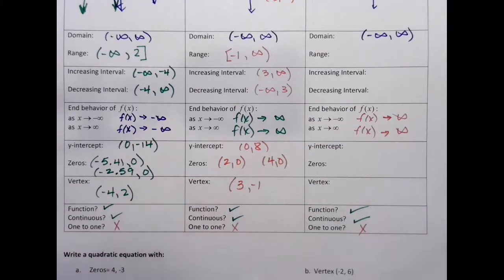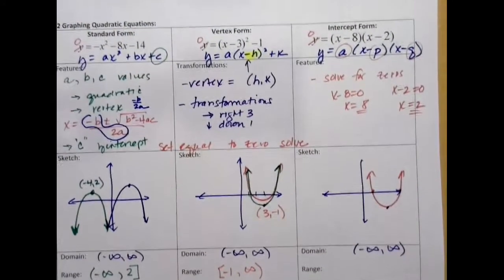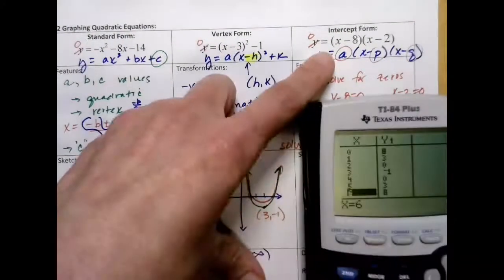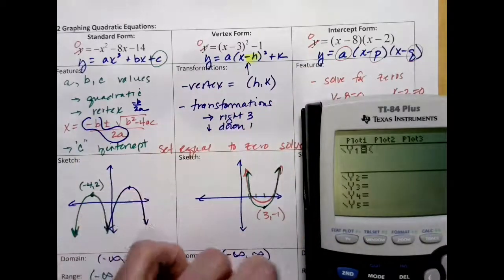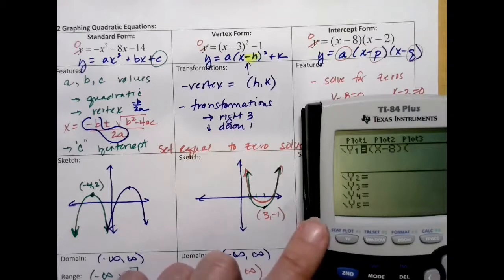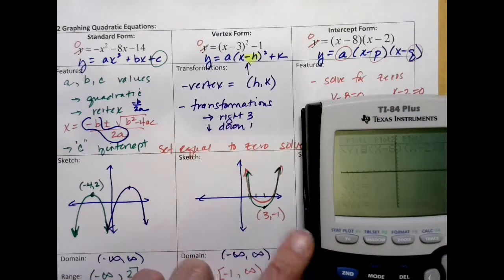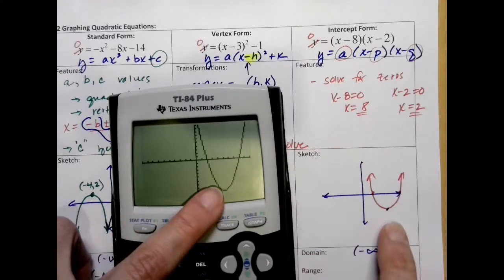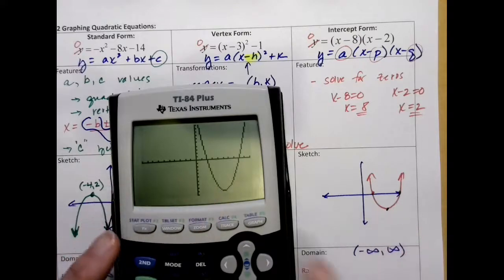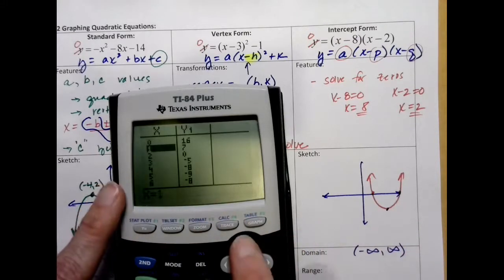All right, last one. Let's look at our intercept form. And yep, you can enter this into Desmos or the graphing calculator too. So we can say x minus 8 times x minus 2. I can take a look at the graph. Let's see how we did here. Not too bad, right? Let's see if we can find our vertex.